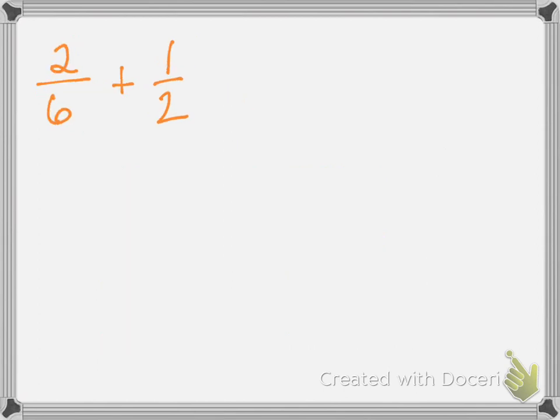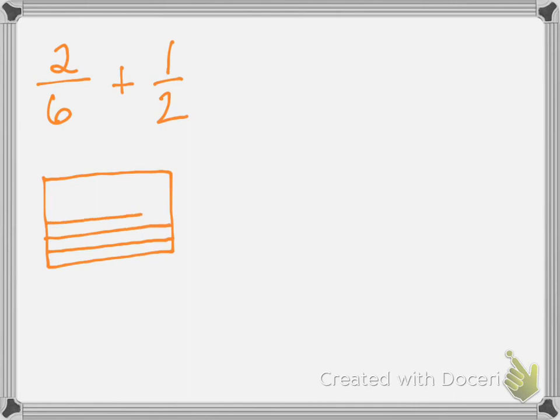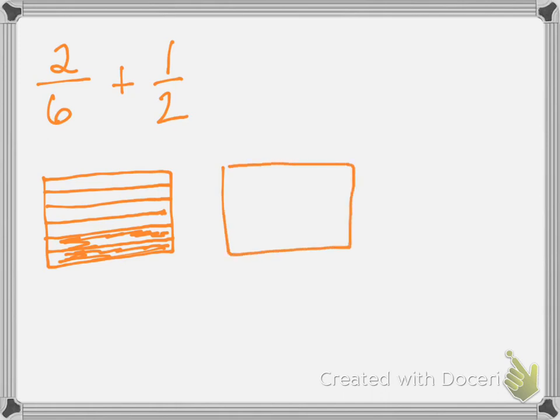All right, one last one. If you'd like to pause it and try it on your own, this is the last one. First, we're going to draw the 2/6. Breaking it into 6. Okay, 1, 2, 3, 4, 5, 6, and we're going to color in 2 of those. So there's our 2/6, and then 1/2 with our vertical line, so our lines are going opposite.